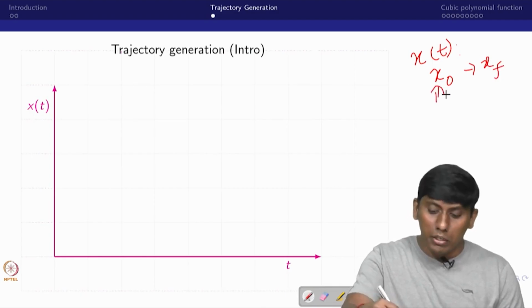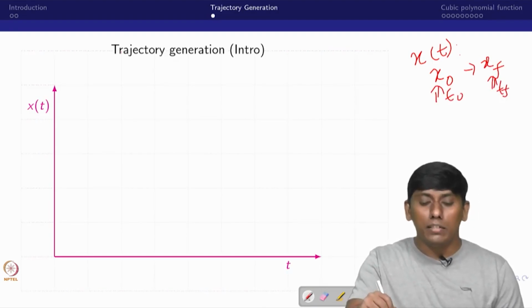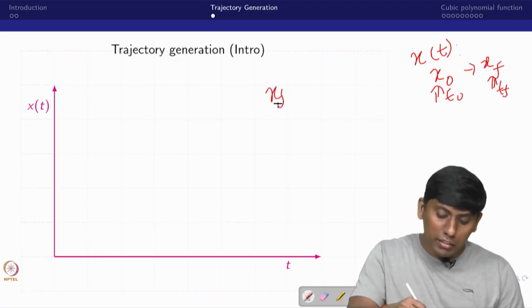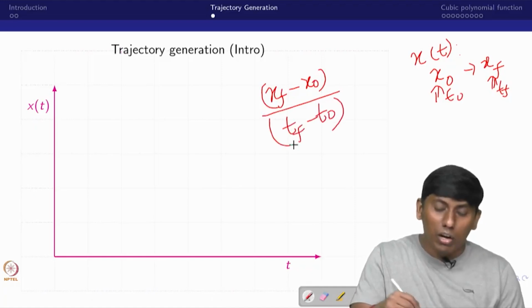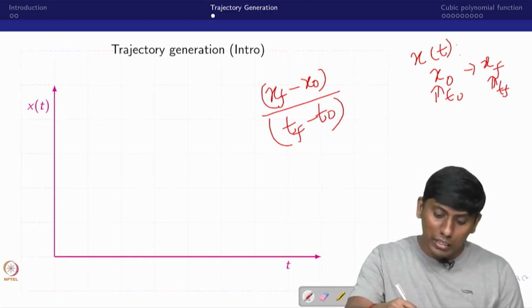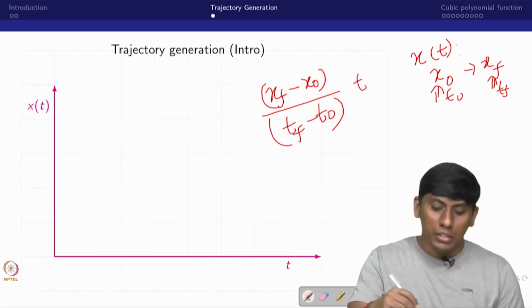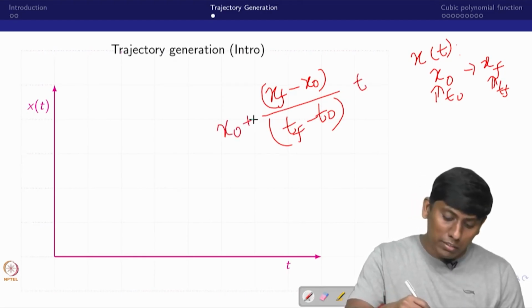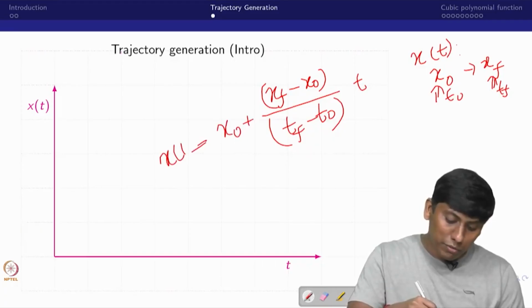So this is corresponding to T0 and this is corresponding to TF. So what would be the easiest one? We will say that (xf minus x0) over (TF minus T0) is what I call the slope, in the sense of linear interpolation. Then I will take it as a function of time. So this would be x naught plus this, which is x of t.